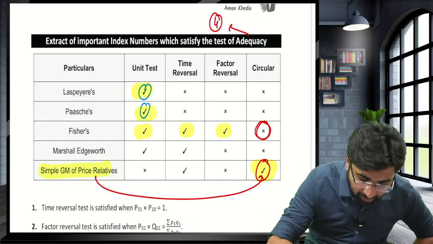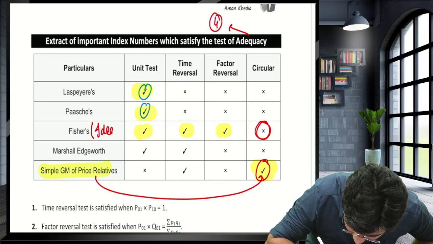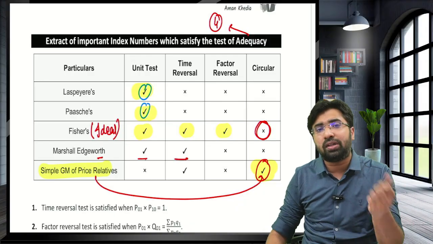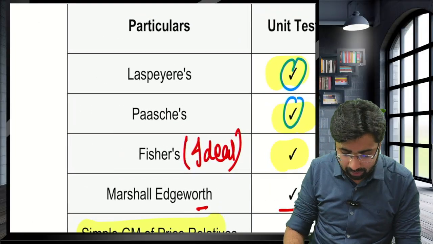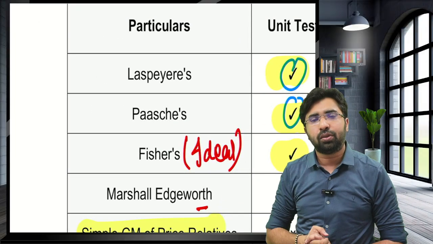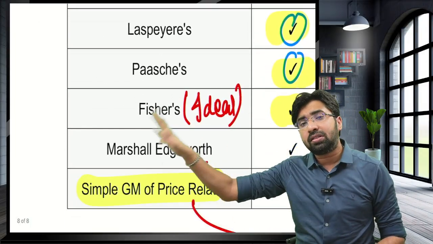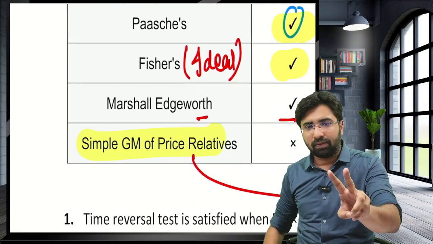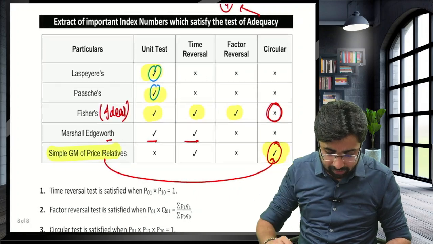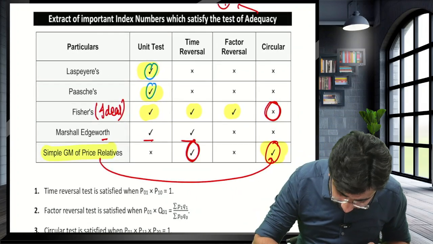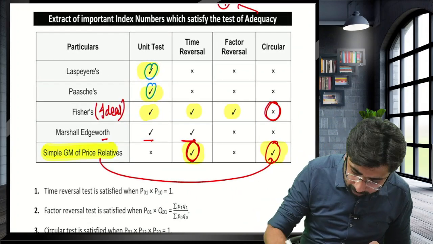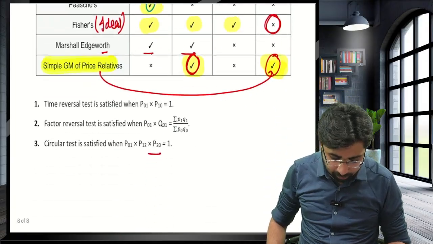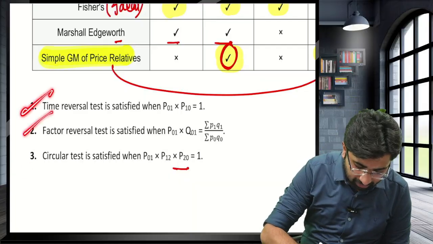Fisher satisfies most of the tests. That's why it is known as the ideal index number. Marshall Edgeworth satisfies 2 tests, unit test and time reversal test. Remember, last year, only one test, unit test. Fisher, other than circular, all the tests. Marshall, two tests, unit test and time reversal. And simple GM of price relative also two tests. Time reversal test, yes, it satisfies, but this is the only method which satisfies the circular test. All the important highlights are in front of you. Now they will ask you these three things, they can ask in any manner.